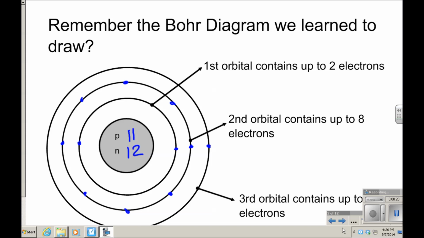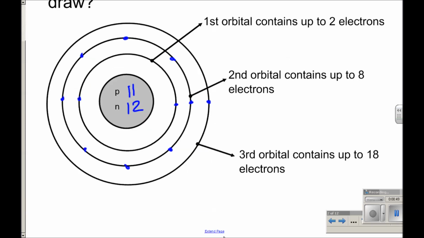So you may remember the Bohr diagram that we learned to draw already in class. In this Bohr diagram, the first orbital contained 2 electrons maximum. The second orbital, or shell, around the nucleus contained up to 8 electrons. And the third orbital contained up to 18 electrons. In this example of sodium, there's only 1 electron in that third orbital, or shell, around the nucleus, but it could hold up to 18.